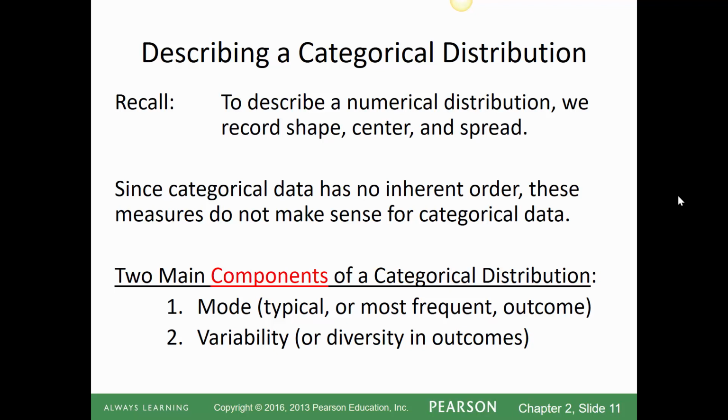But two main components of a categorical distribution that do make sense to talk about are, number one, the mode. Here what I mean by mode is the typical or the most frequent outcome. And then the second thing is to talk about variability, or in other words, diversity in outcomes. We're going to explore these in more depth.